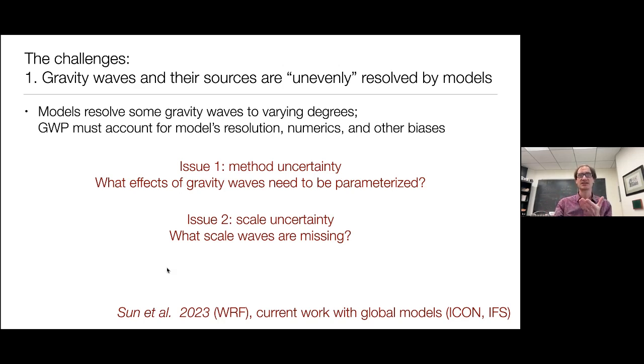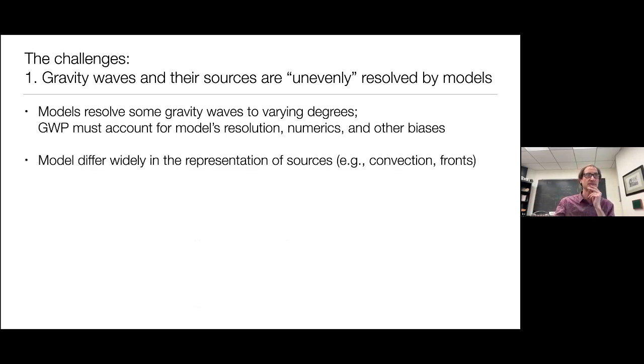And then the second issue, I'd say that's less related to methods, but it's just a sense of scales. So what scales are missing in the climate model I'm trying to predict, right? And we're currently working with global models like ICON and IFS, for example. We find, if you say, well, it's 200 kilometer scale or 700 kilometer scale waves, you get very different answers. So we're working on those two challenges.